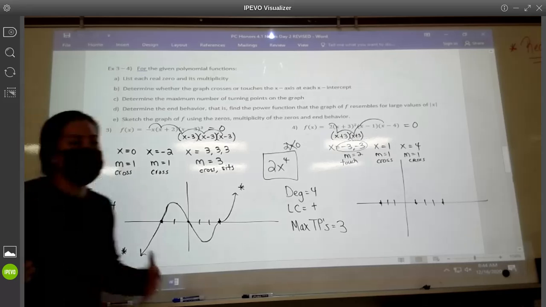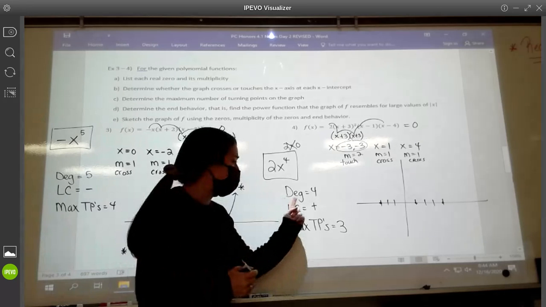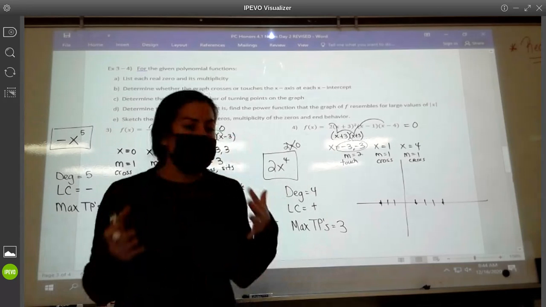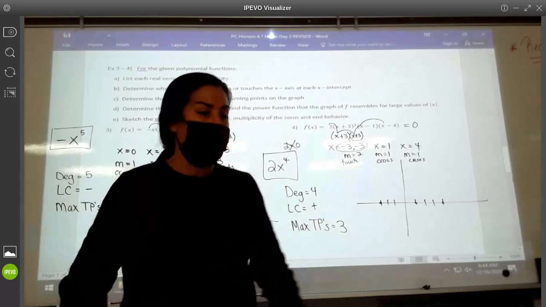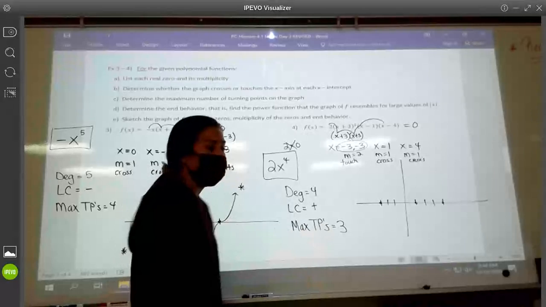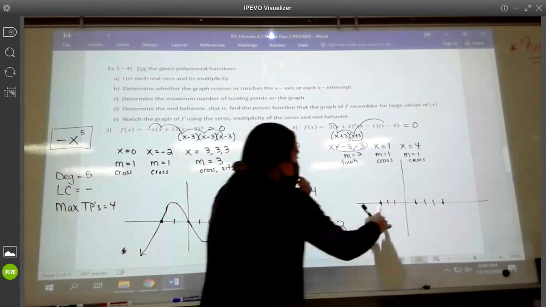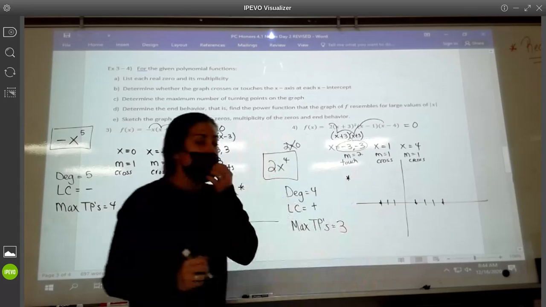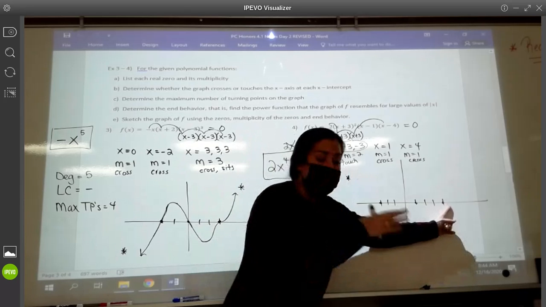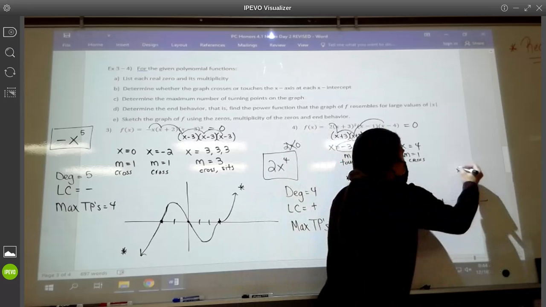All right, let's do our end behavior. Our end behavior, the degree is even. Even degree polynomials' end behavior has to be the same. So both up or both down. If the leading coefficient is positive, it's both up. So to the left of my last x-intercept, my graph has to end up. To the right of my last x-intercept, my graph has to end up.